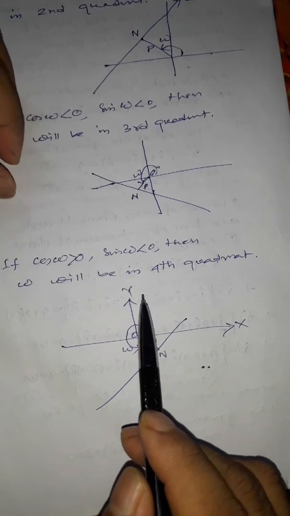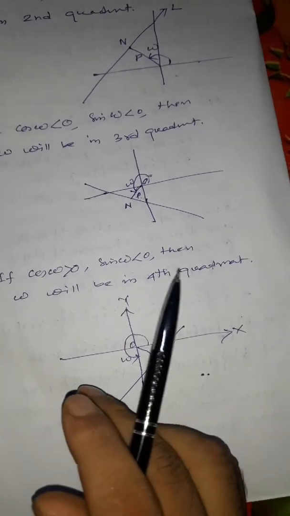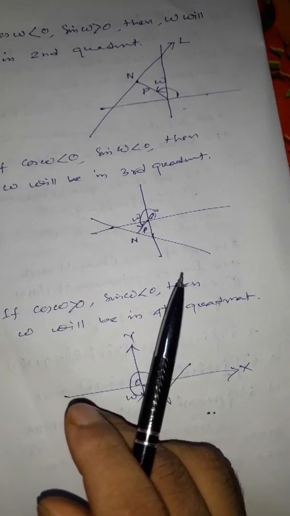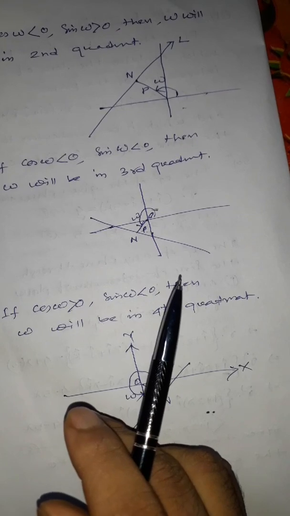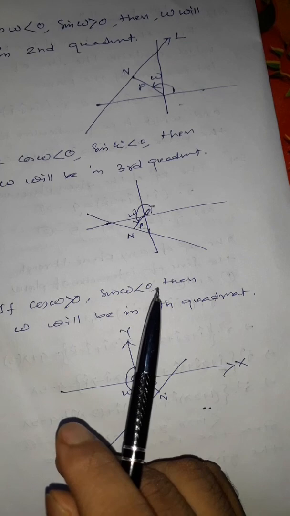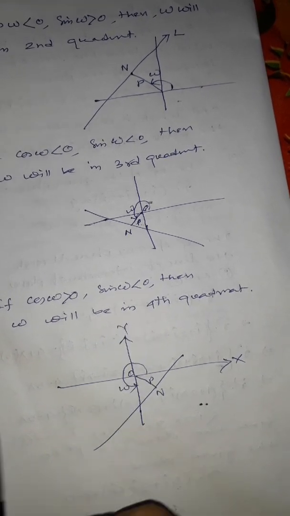So these are the conditions you have to know, and according to these conditions you have to find the value of omega and the value of P. The value of P will always be the same, whether it is in the first quadrant or second quadrant, it will not change.